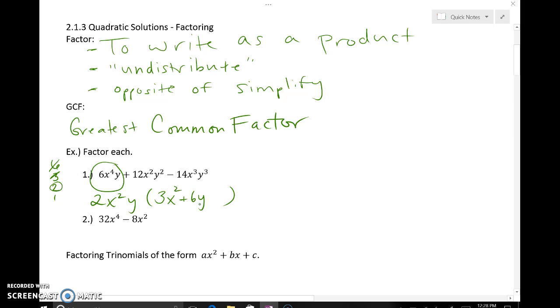What would I multiply 2 by to get negative 14? Negative 7. What would I multiply x squared by to get x to the third? That would be x to the first. What would I multiply y by to get y to the third? That's y to the second. And this would be my factored form of that trinomial.